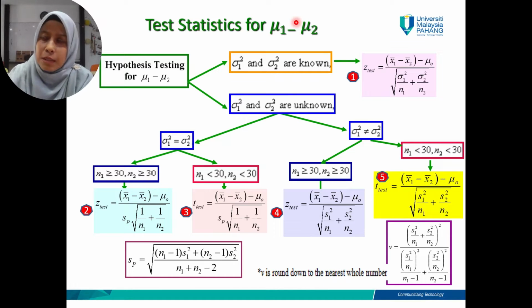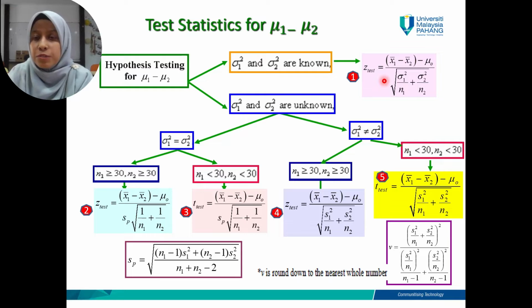If your claim involves the difference between two population means for the case of independent samples, these are the 5 formulas that you need to choose from in order to calculate the test statistic, which is step 2 in your hypothesis testing. The conditions in which to use each formula are exactly similar to chapter 2.3.